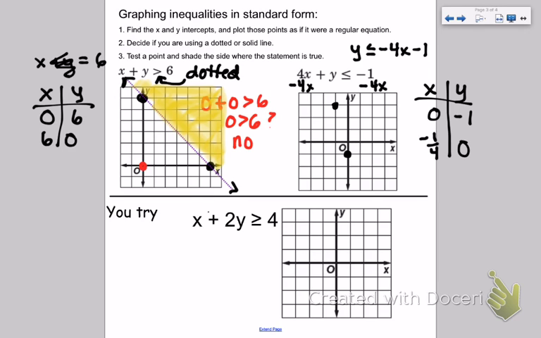This is the first example we've seen where we have a less than or equal to sign, so we need a solid line. Alright, so I have a solid line this time with arrows at both ends. I'm going to test the point 0, 0 again because it's not on my line and it's the easiest one to use. Is 0 plus 0 less than or equal to -1? Nope. So we shade the other side. The solution is in the yellow shaded region. Go ahead and do the U-try, and that's it for your homework tonight.